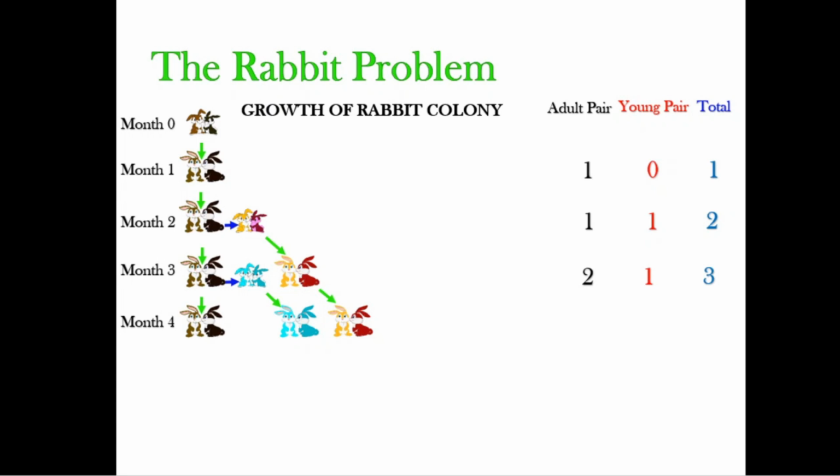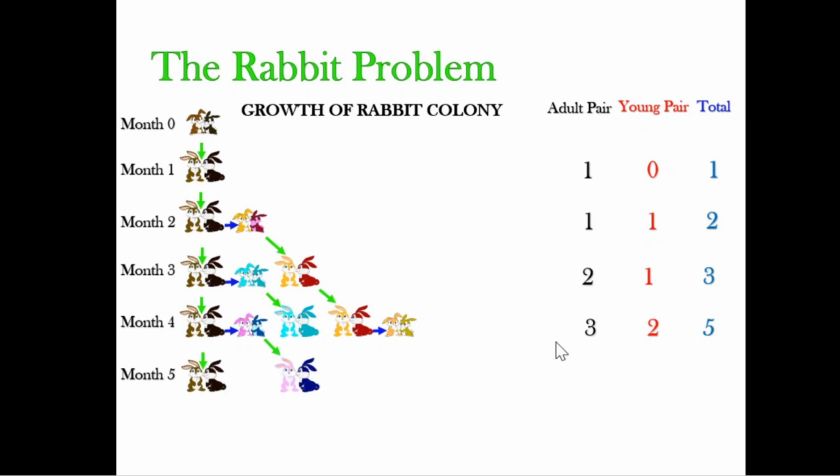month 4, the 4th month, that second generation rabbit will be mature enough to produce an offspring. So the original rabbit will again produce an offspring. That's the 3rd generation offspring. The first generation offspring will now produce an offspring, and then the second generation offspring here will be, as I said earlier, matured. So if we look at the total number of rabbits at month 4, we have 5. 2 young pairs and then 3 adult pairs.